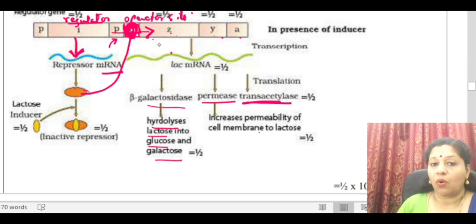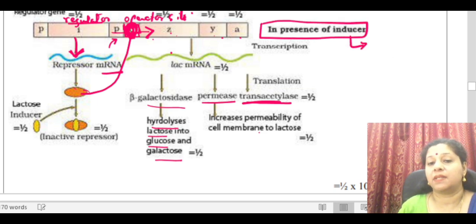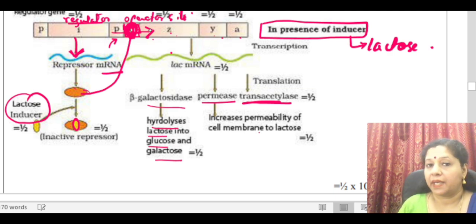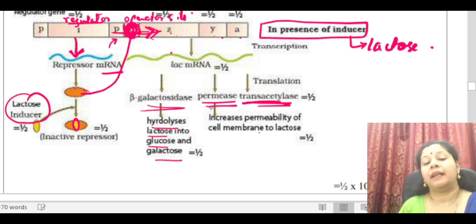But when it is on, what does on mean? In the presence of an inducer. What is the inducer? Inducer is lactose. So when lactose is there, the repressor protein is being made, but the lactose or inducer will bind with it and change its configuration. Now it is not able to bind to the operator site. So the operator site is open. So the RNA polymerase can continue its transcription of the Z, Y and A genes, producing these enzymes and later helping in the metabolism of lactose. This is called the on state of the lac operon.